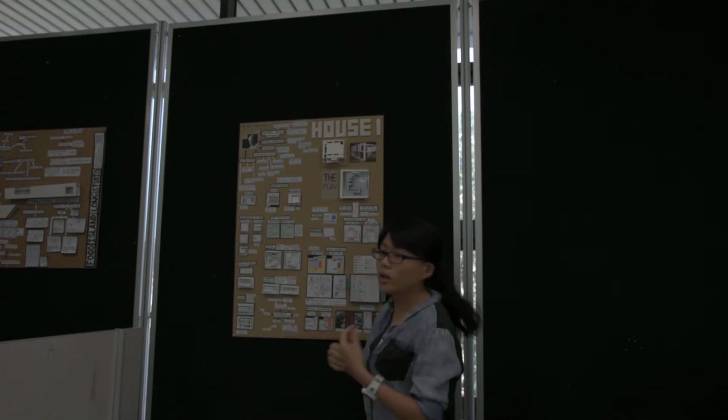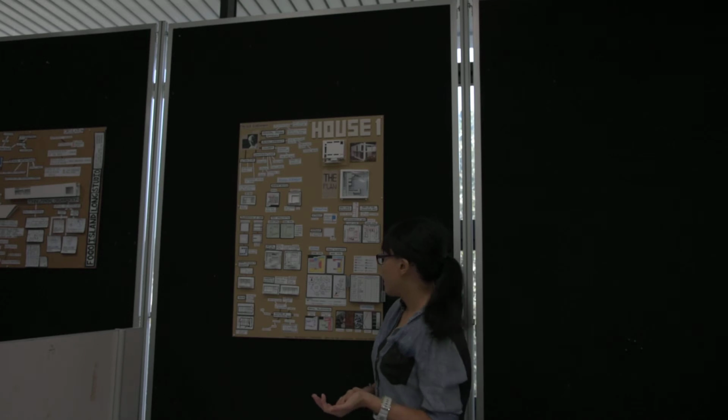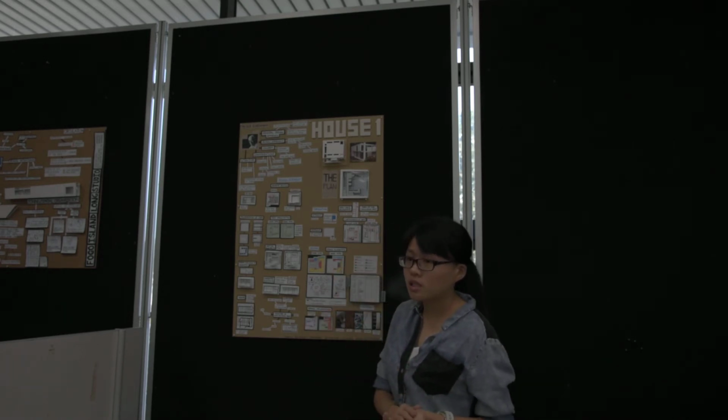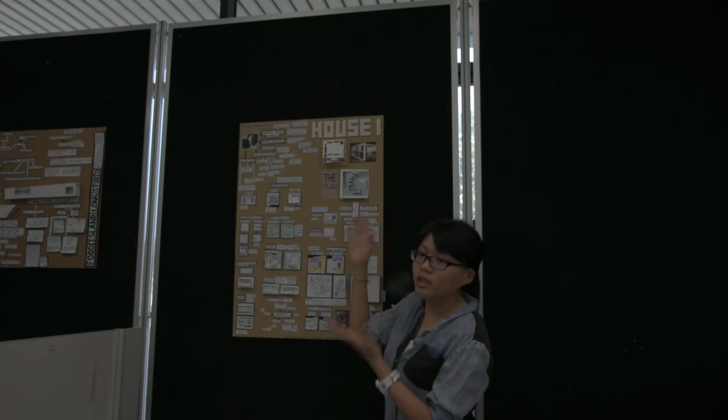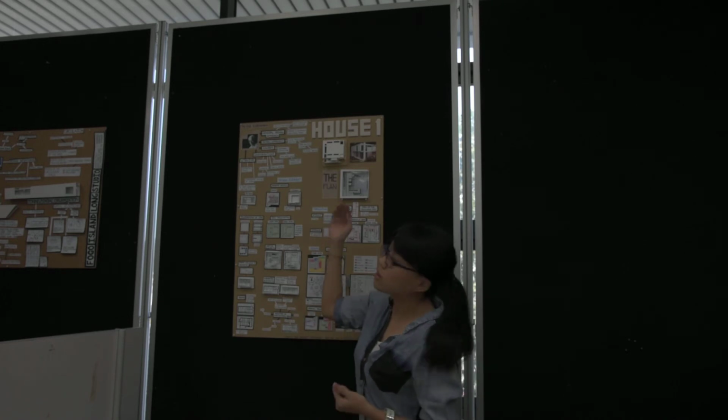And the next one is the color of this house. The architect chose to use white and black texture, so it shows the simplicity, the minimalism, and to show the modern, light structure of this house, to suit this concept.